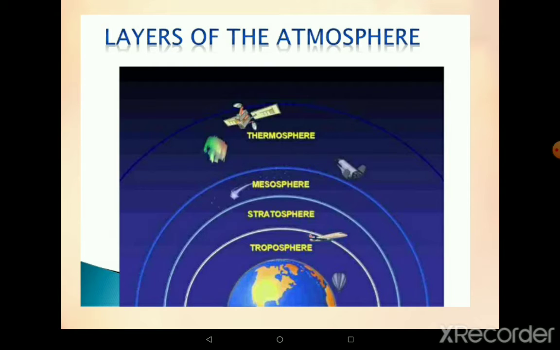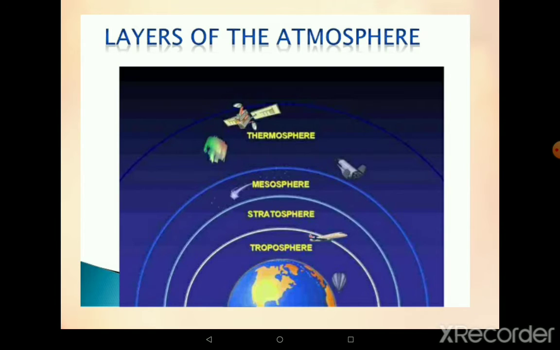It extends from about 50 kilometers above the troposphere and is important because of the ozone layer. This is the layer which protects us from the lethal or dangerous ultraviolet rays of the sun.